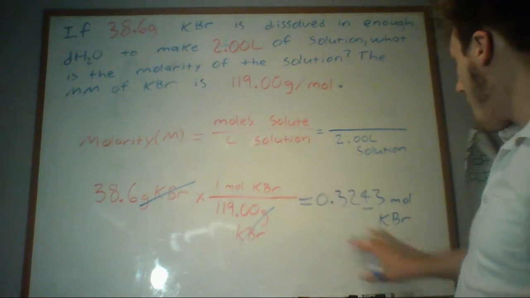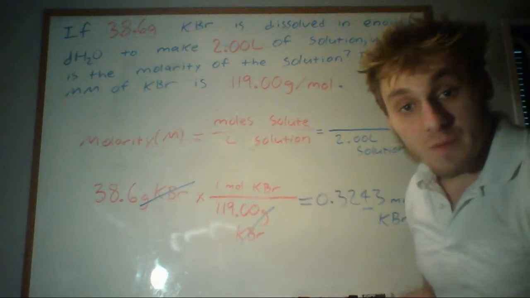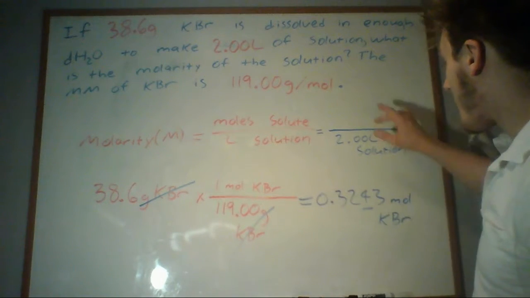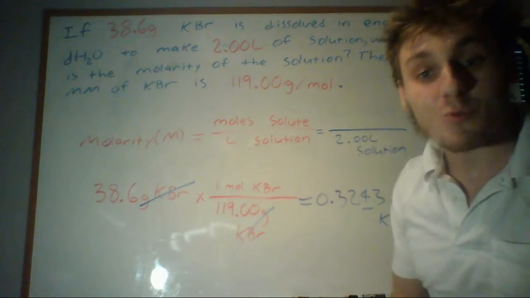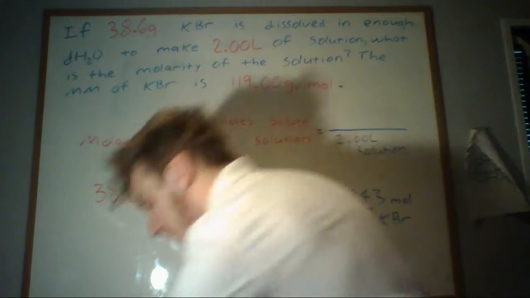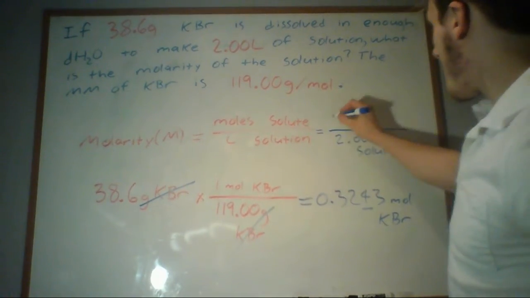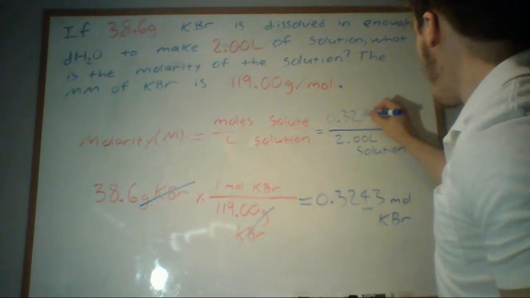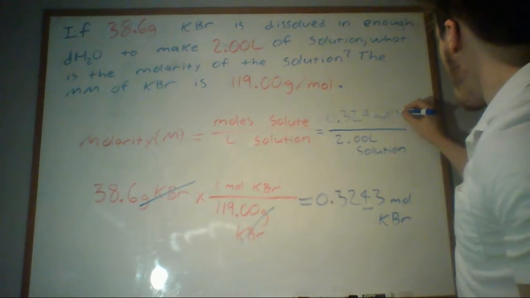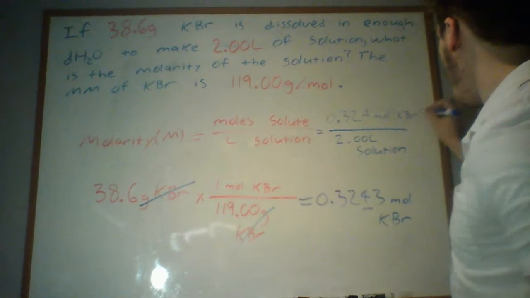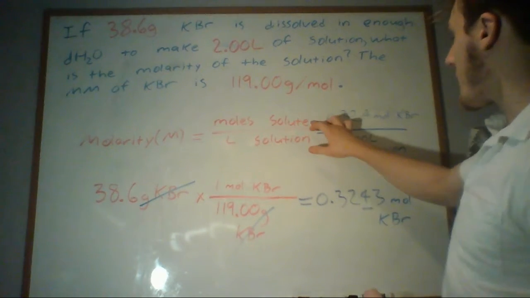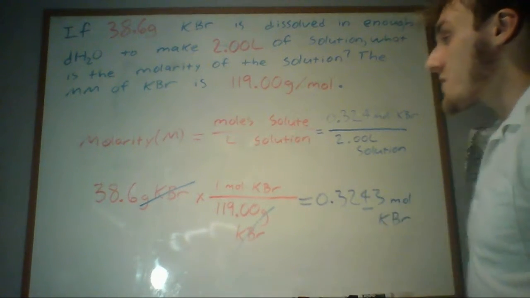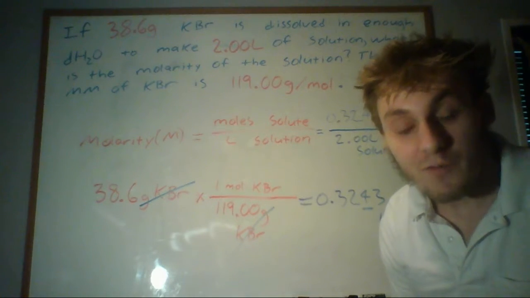Okay, so now we have the moles of potassium bromide. Remember, potassium bromide is our solute, so we can plug this value in right here, and we can figure out the molarity of this solution. So let's go ahead and do that. So we'll put 0.324 moles of potassium bromide up here. So now we can take the moles of our solute and we can divide by the liters of our solution, and that will give us the molarity of our solution.